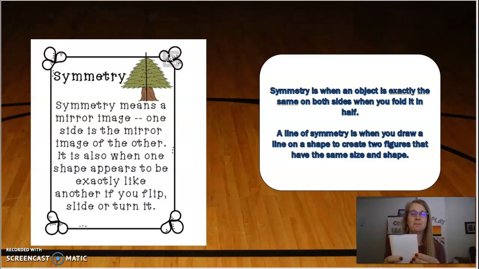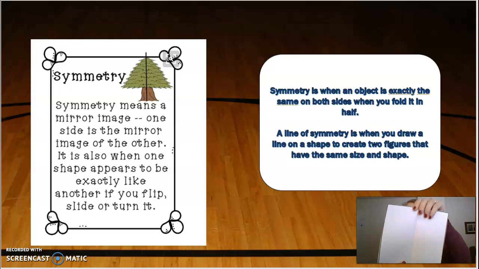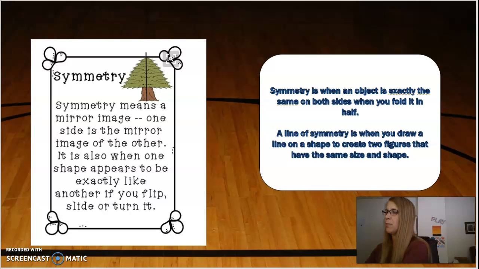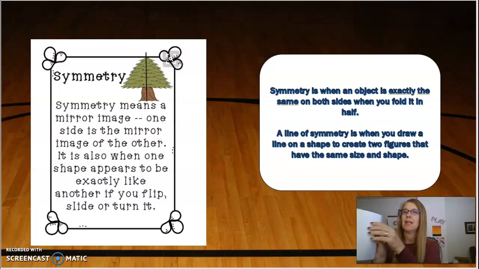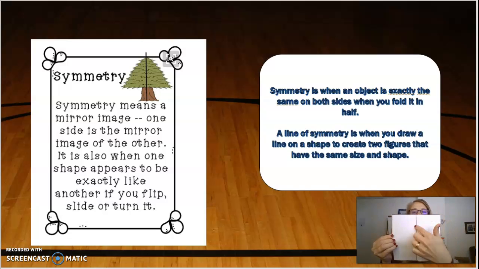Fold it like that. And look at that. It's a mirror image. It's exactly the same on both sides. When I open it up, you can see that. Let's take a dark marker and draw that line down that crease that I just made. And now you can see, here's a line of symmetry for this square. Both sides are the exact same size and shape. So it's a line of symmetry.